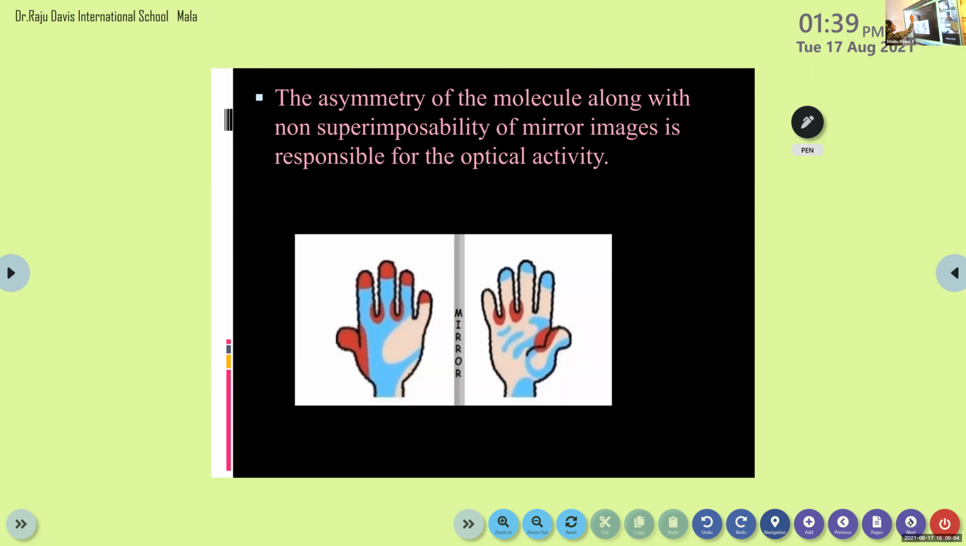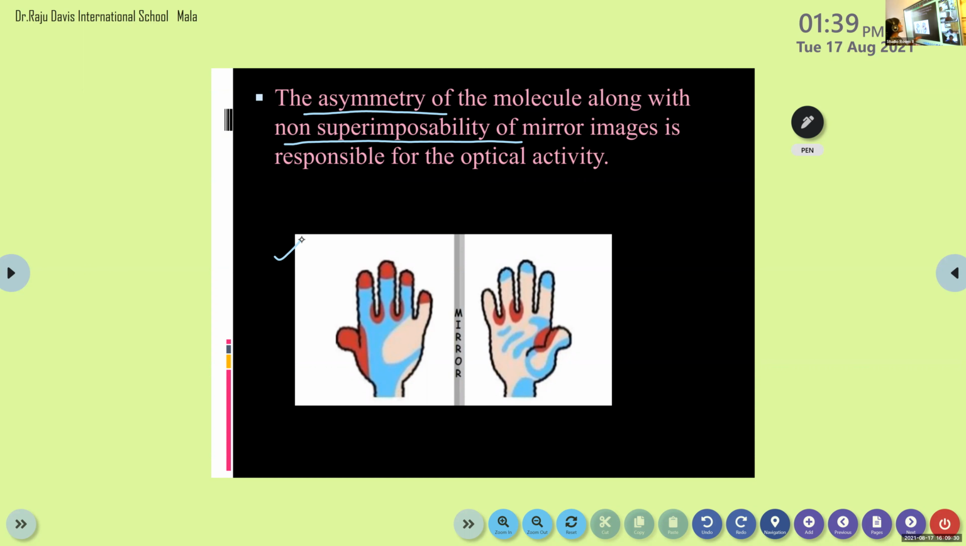Then this asymmetry of the molecule, along with non-superimposability of mirror image. You look at the image given here. This is a non-superimposable mirror image. These are the mirror images of our hands, right? It is non-superimposable in nature. When you place one above the other, it cannot be superimposed. That's why it is known as non-superimposable mirror images.